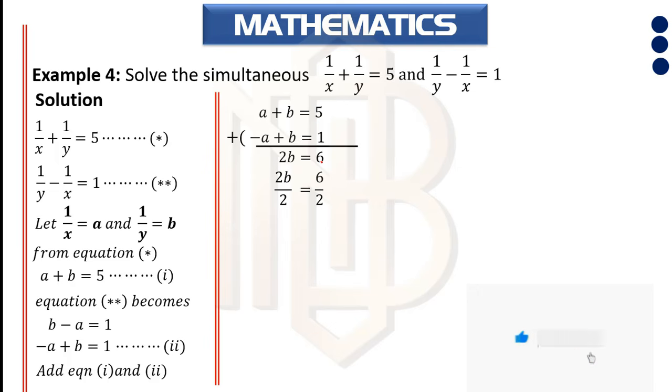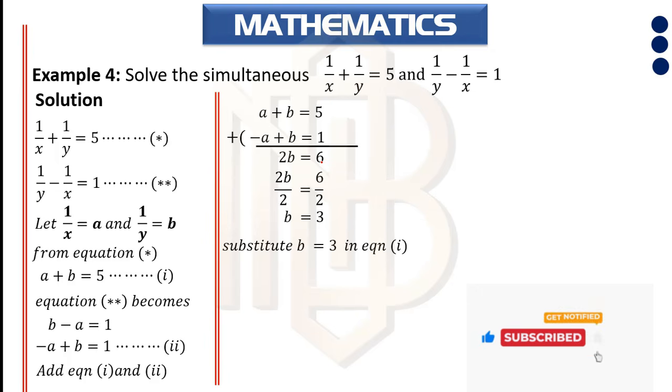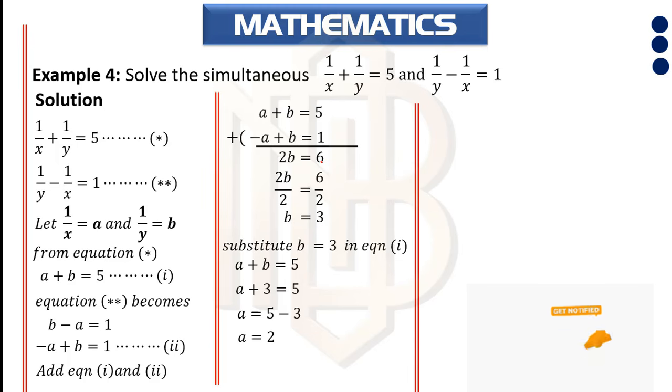And from there, you can say 2b over 2 equals 6 over 2, which gives b equals 3. Substitute b equals 3 in equation 1. What's our equation 1? a plus b equals 5. Okay, so we can just simply put b equals 3 there, and then from there we have a equals 2. So the two values have been sorted: a equals 2, b equals 3.